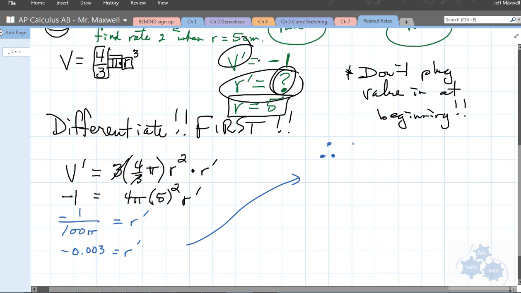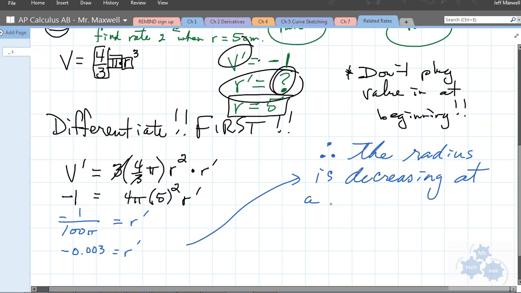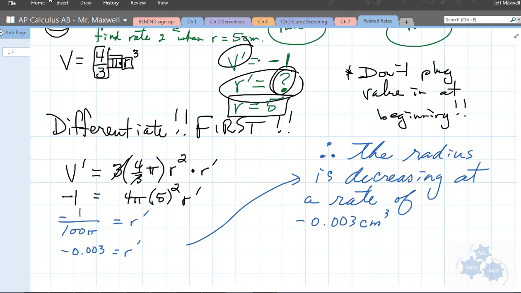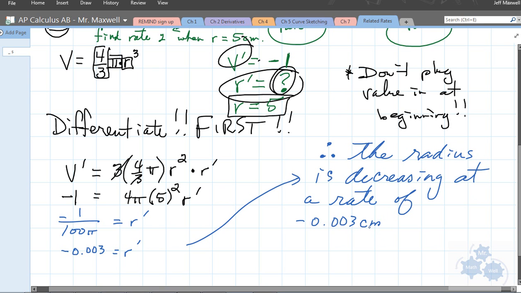So therefore, the radius is decreasing at a rate of negative 0.03, and the units are going to be the same units as in the question. Whoops, except we're talking about radius in centimeters, volume in centimeters cubed. So centimeters per minute. Okay? That is the answer to this question.